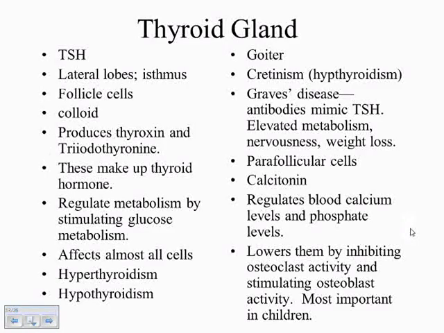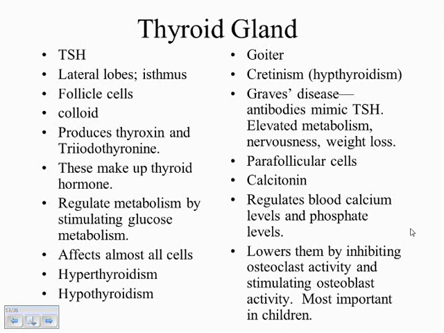But today we want to concentrate on glands other than the pituitary. The thyroid. When you hear thyroid, I want you to think cell respiration and metabolism. That's the main thing the thyroid does. The thyroid makes two hormones, thyroxine and triiodothyronine. Together, they're called thyroid hormone.